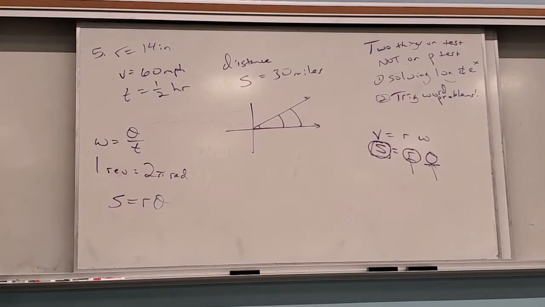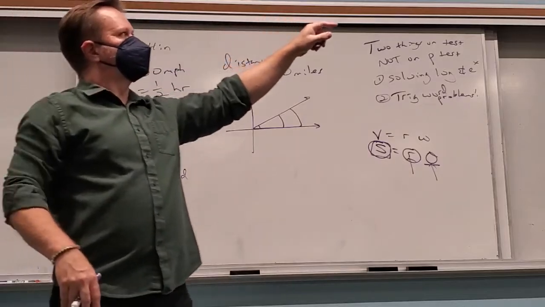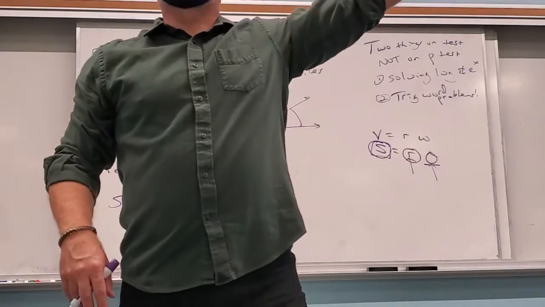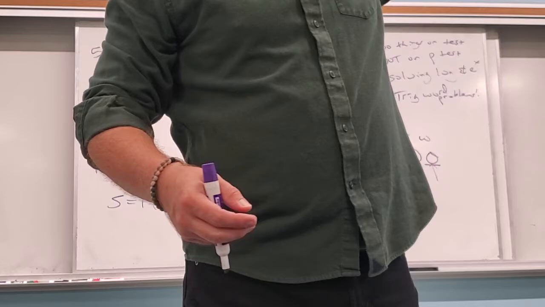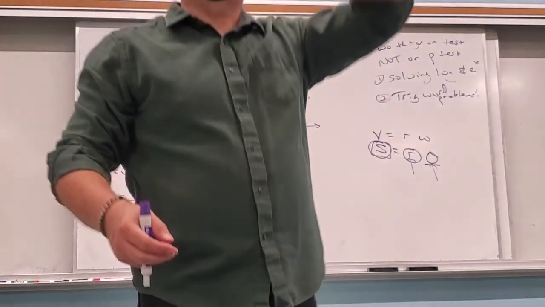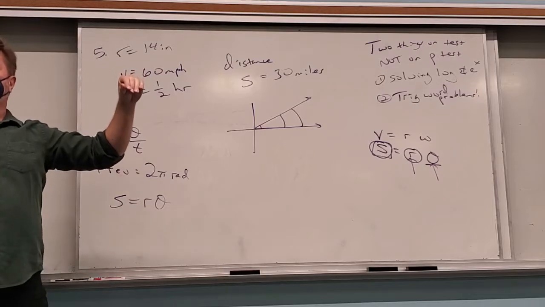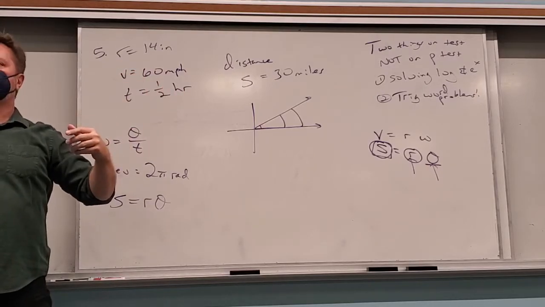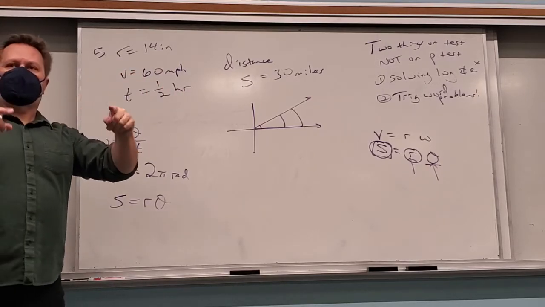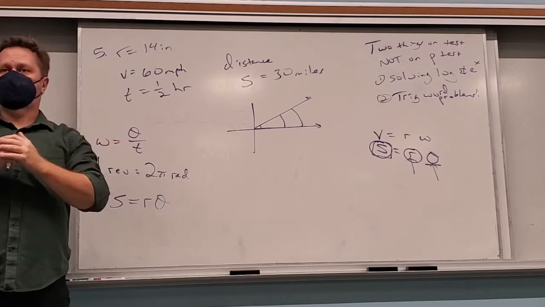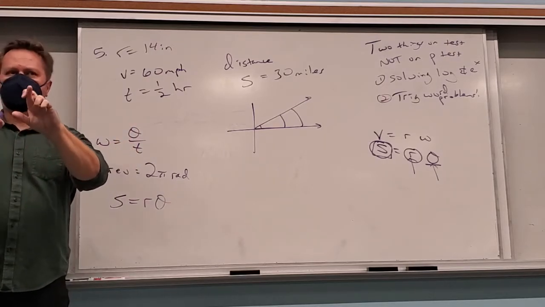How did we get 30 miles? How fast are we going? 60 miles an hour. How long did we go? 60 miles an hour for half an hour. How far do we go? If we go 60 miles an hour for half an hour, don't we go 30 miles? Is that cool? Okay.